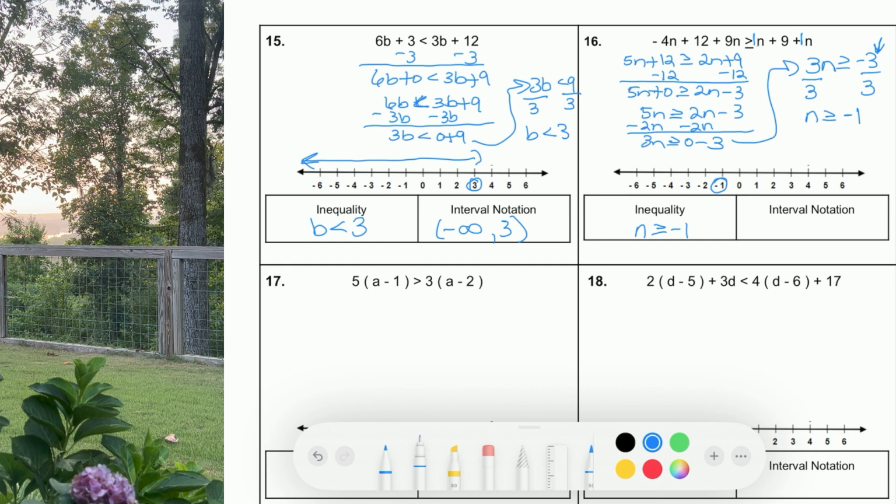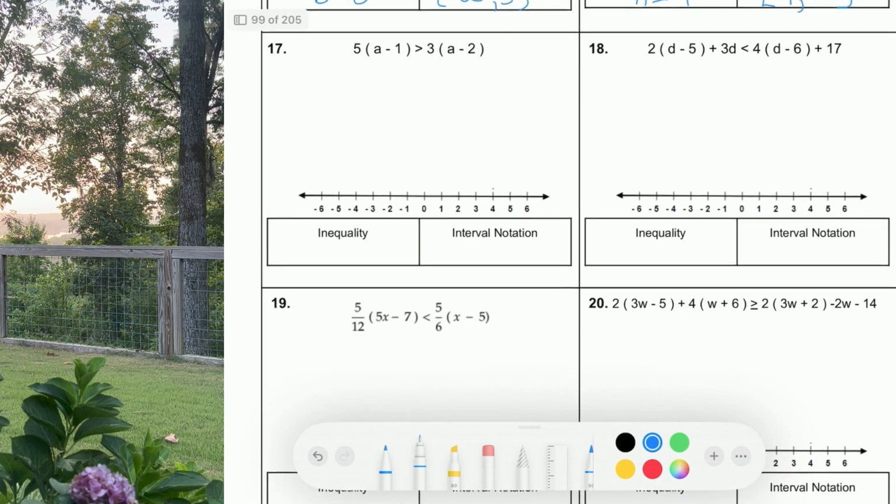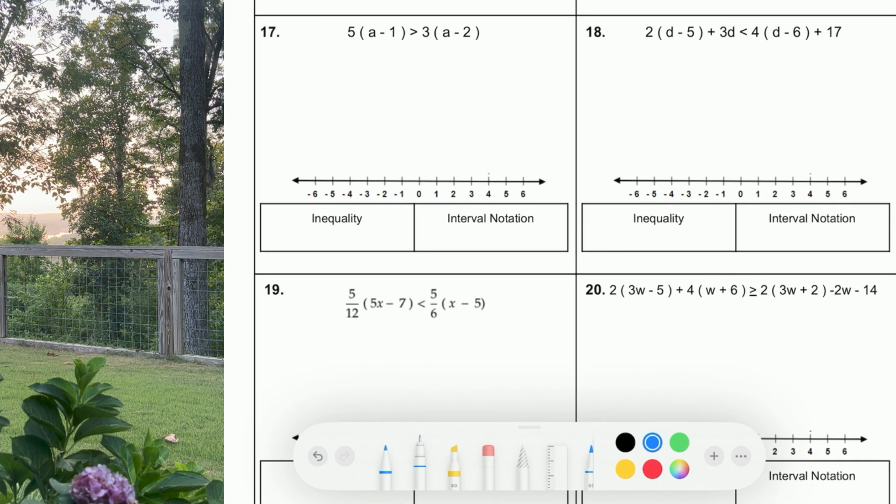And now I can graph it. So negative 1 is here. N is greater than or equal to, so I'm going to have a bracket. And it's greater than, so it's going to go to the right. My interval notation is a bracket, negative 1, comma, positive infinity, parentheses.